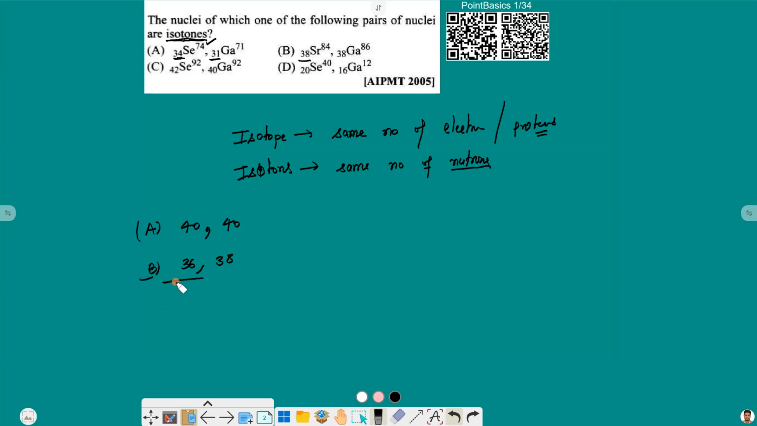So their number of neutrons are not the same. So option B is rejected. Going to option C, similarly, you will find in the first one we have 50 and in the second one we have 52. So that's why this is also rejected. Similarly, option D is also rejected. So here only option A is the right answer.